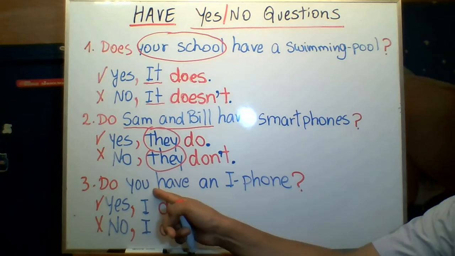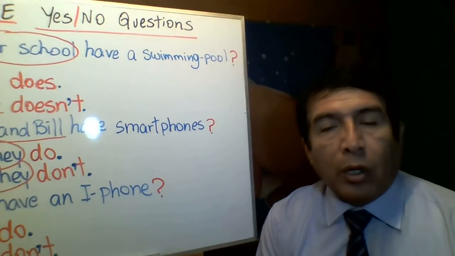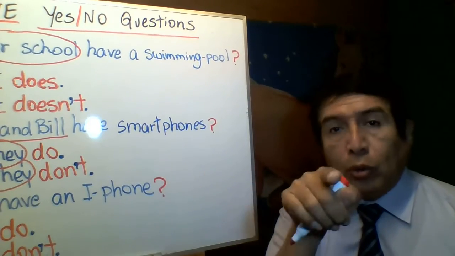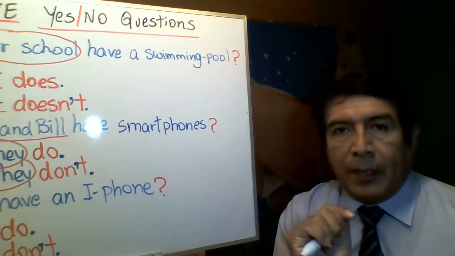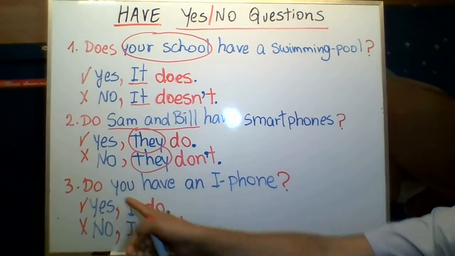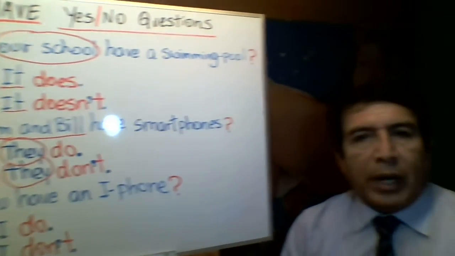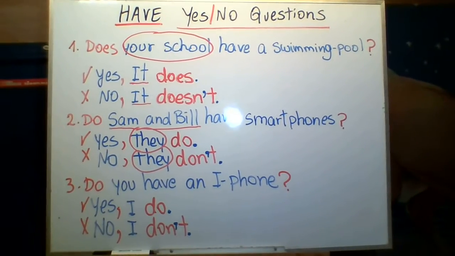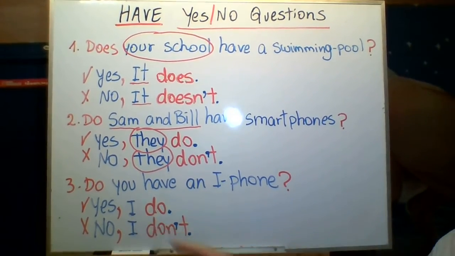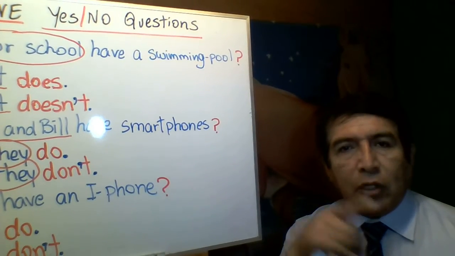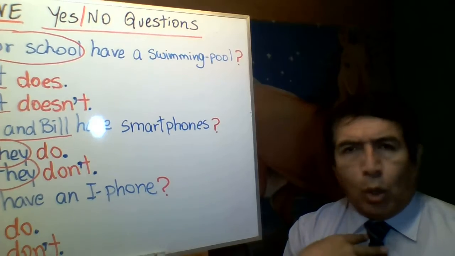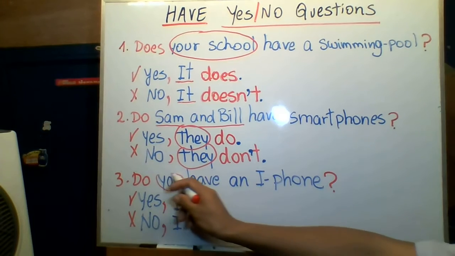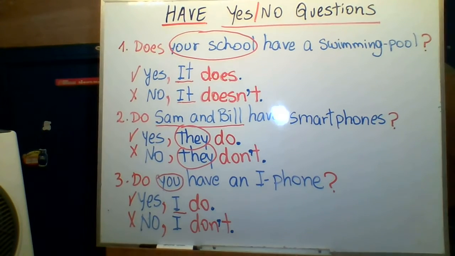When you have a similar question and you see the subject you, I'm talking about you in singular or you in plural, all your friends, all your students, including you. So in this case it's you. When I'm talking about singular, only you, you have to answer using the subject I because you say I. Do you? Yes, I do. Do you? No, I don't. So don't forget you replace you with I.